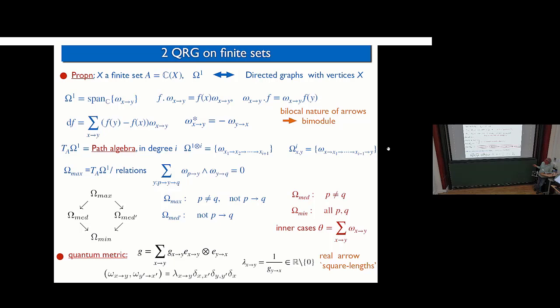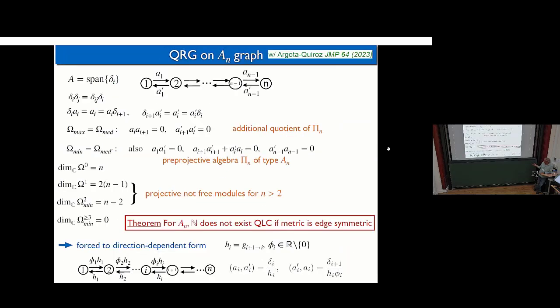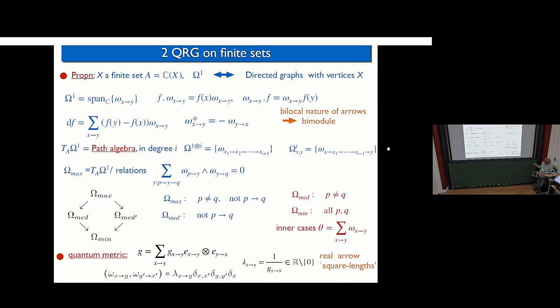That's a very good point. I went through this too quickly, didn't I? Up to here, there's no restriction. But by the time you want a metric, if you're going to have a non-zero metric, then if you've got an x to y, you need to have a y to x. So from this point onwards, thank you for that, I should have mentioned that. From this point onwards, in quantum Riemannian geometry, you will need the graph to be bidirected. So it's really just a graph, but then we add arrows in both directions.